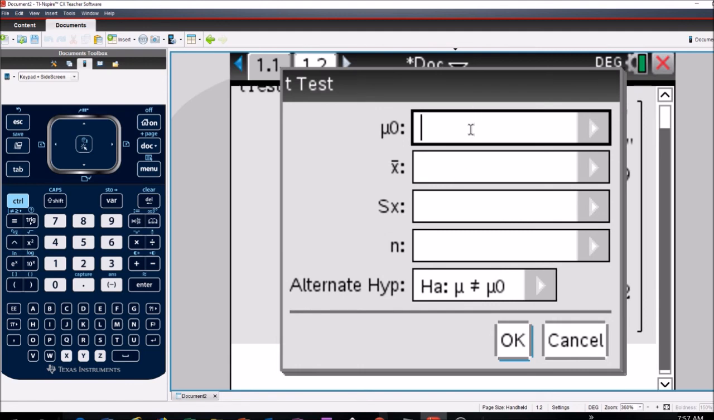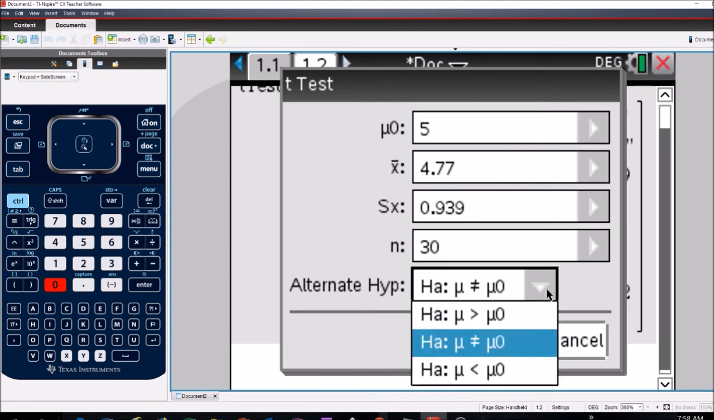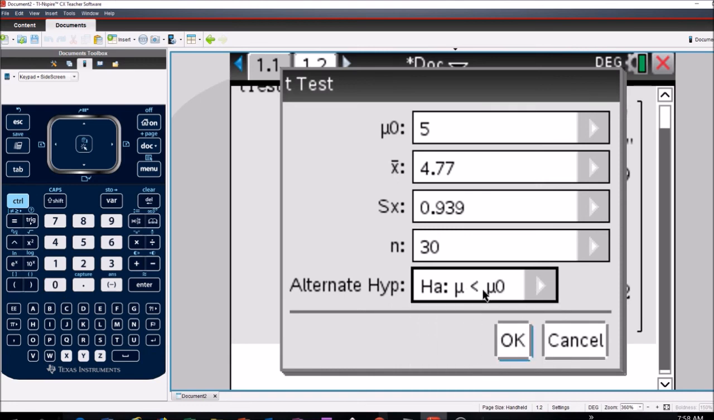And so let's fill it in. This is asking your null value. So look back at your null hypothesis. Our null was 5. X bar comes from the sample. That was 4.77. They also gave us the standard deviation, which was 0.939. And the sample size was 30. Don't forget your alternative hypothesis. Sometimes people do that. We were concerned that we would have less than the amount of dissolved oxygen, less than 5.